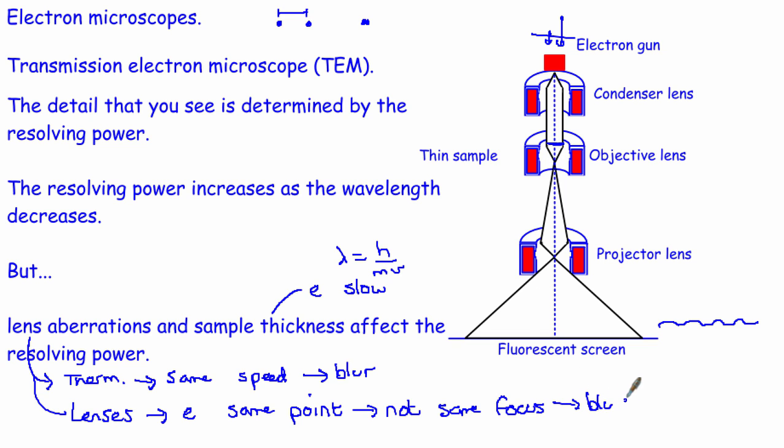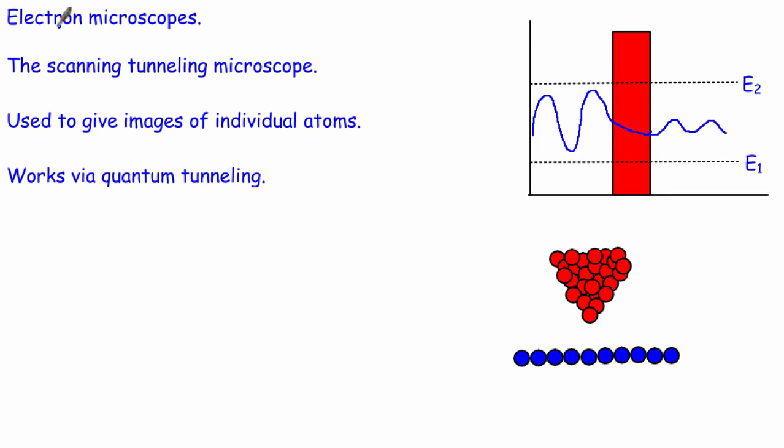So electron microscopes are incredibly good, and they can in principle see down to the scales of individual atoms. However, in practice that's not true, simply because of these reasons over here. If you do want to see individual atoms, however, you can use a scanning tunneling microscope.